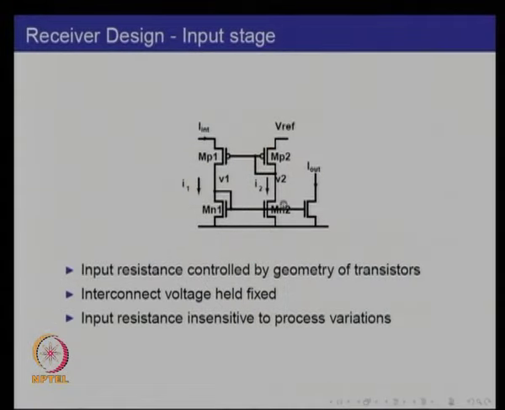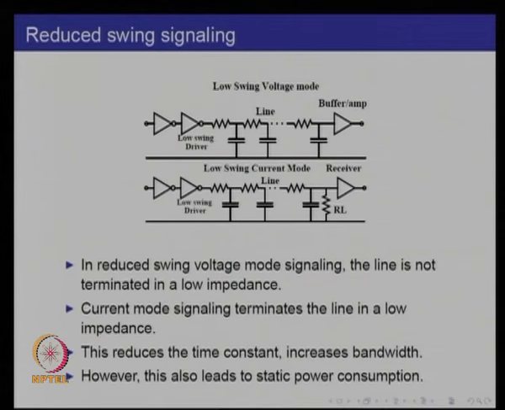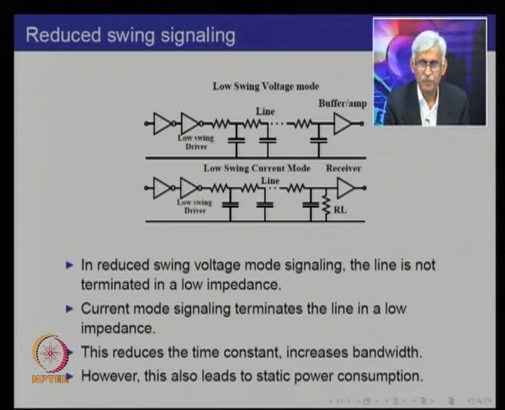This current which then comes to the beta multiplier as we had seen can be further mirrored and then we can detect this current by converting it to voltage or by current comparators. Indeed, low swing signaling can also be used for voltage mode. So, we should be careful when comparing the advantages of low swing by itself and low swing voltage versus low swing current. What is the difference?